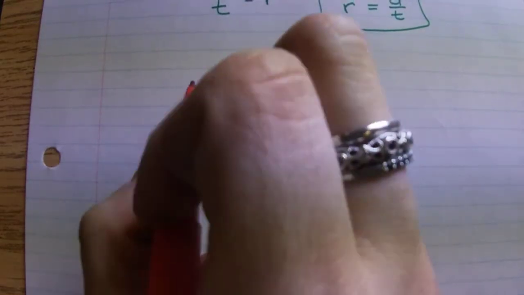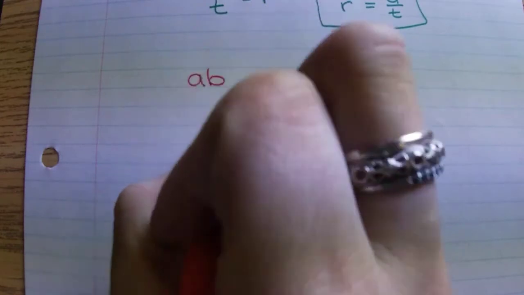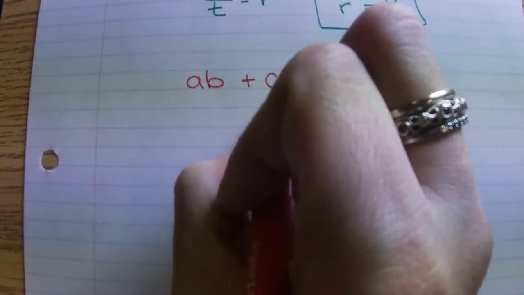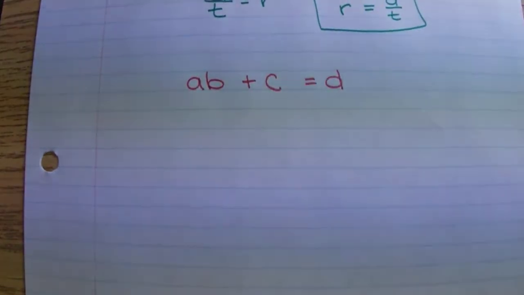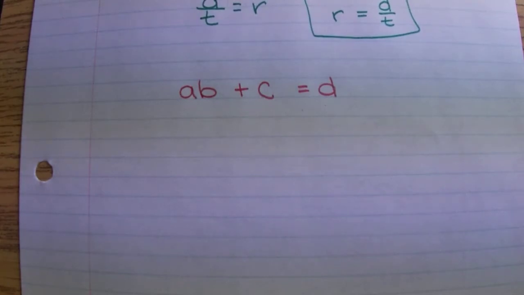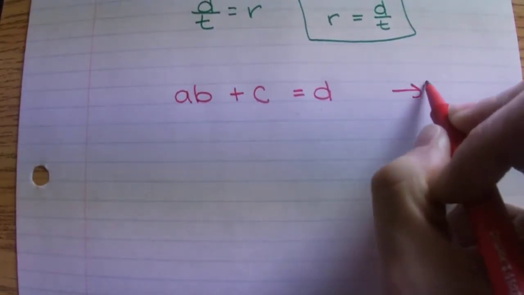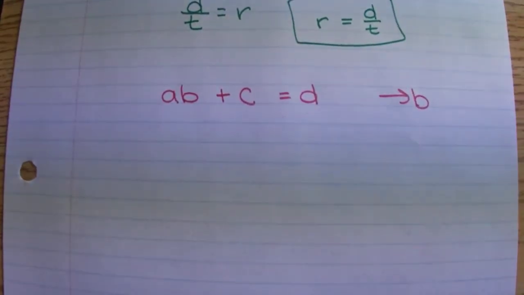Okay, so let's look at one maybe a little bit more complex and say A times B plus C equals D. Now, this isn't a formula. I've just made up some letters. We often do this with formulas, but lots of formulas right now are going to be a little bit too complex for us to start with. So we're just going to stick to some made-up things. And let's say we want to solve this for B.